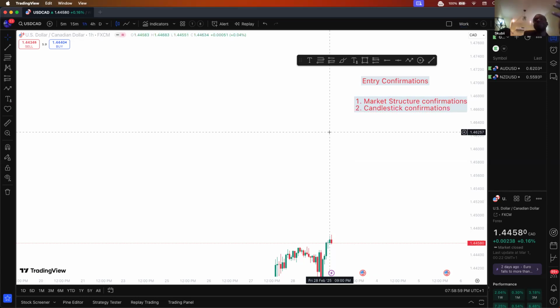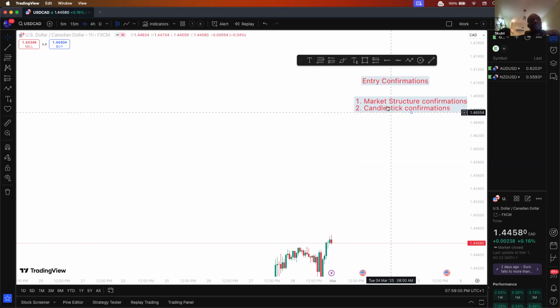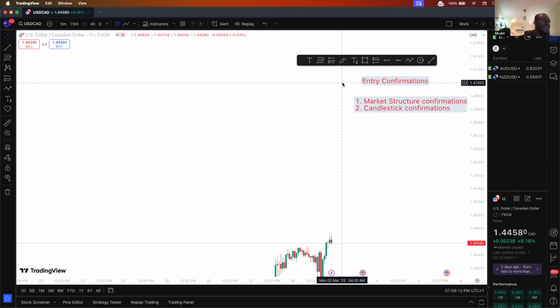Now, these are the two types of confirmations you can look out for before jumping on any trade. Today, the way I number them, or the order I put them most times, is always candlestick before market structure. As I was about to say, today we're going to look at candlestick confirmation.